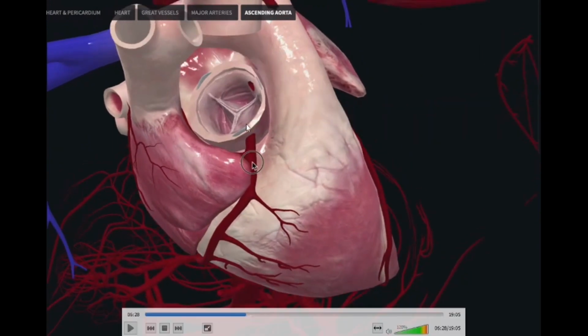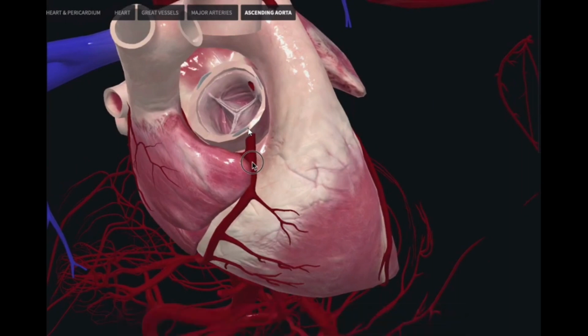So this is the origin of the coronary arteries. You can see the two openings on the aorta, and these openings are also known as the sinuses. Now these sinuses are in the aorta, so therefore they are known as the aortic sinuses.